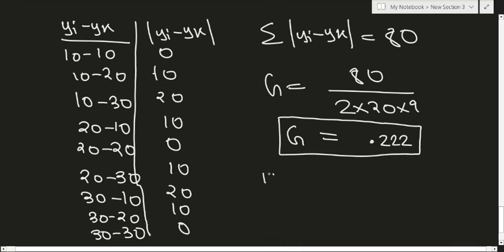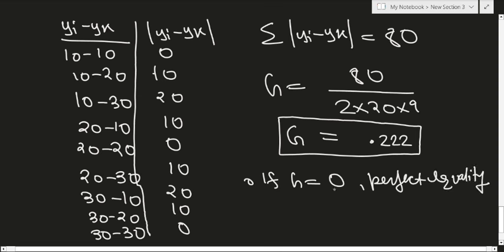Now another interpretation: if G equals 0, perfect equality would exist. If G equals 0, it implies that pairwise differences are 0. So everybody has the same income. Everybody has income 10 or everybody has income 20. So G equals 0, perfect equality. If G equals 1, we have perfect inequality.